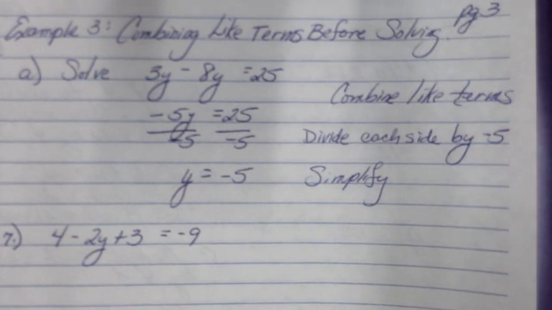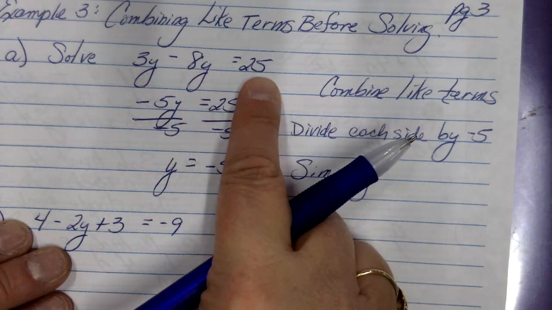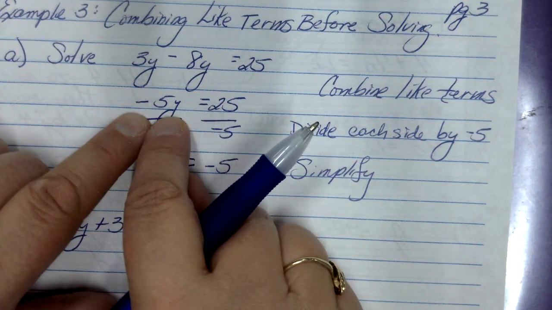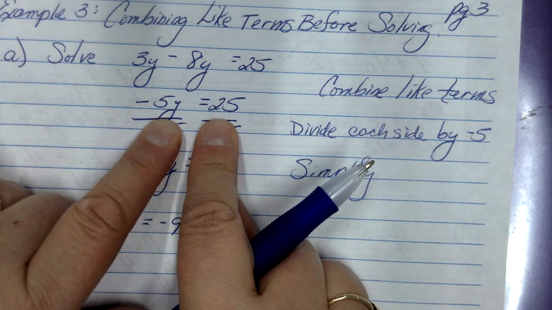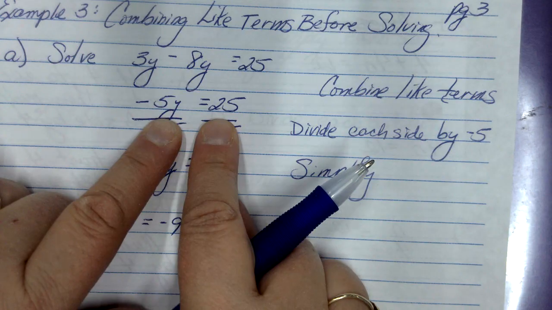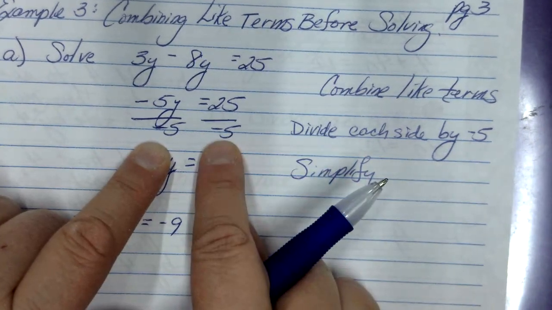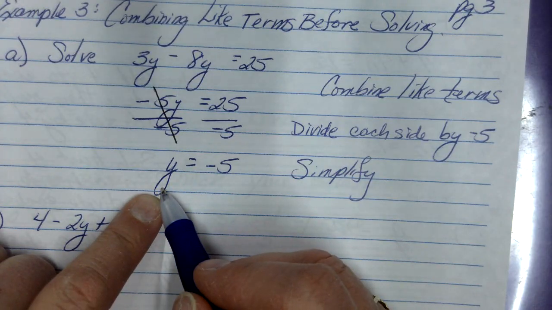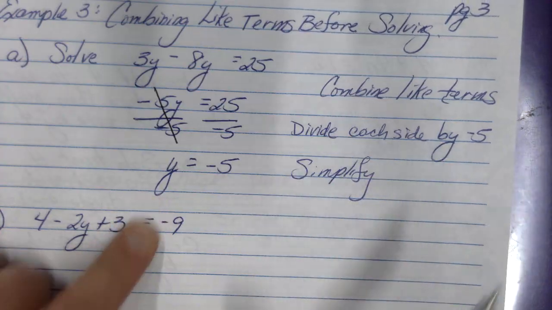We have example number 3 here. 3y minus 8y equals 25. We have like terms. We can combine the like terms to negative 5y. So now we have negative 5y equals 25. It's negative 5 times y. The opposite of multiplication is division. So we're going to divide each side by negative 5. The 5s will cancel out on the left side, and you're left with y. 25 divided by negative 5 is negative 5.